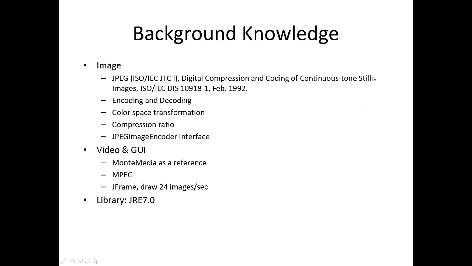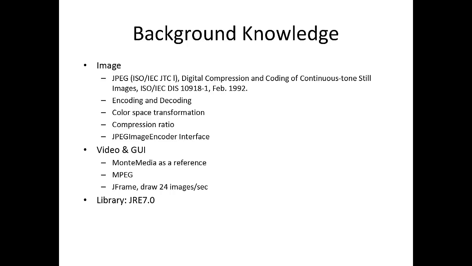The background of our project. First, we looked into the ISO documentation of JPEG. We learned a lot from that, and then we learned the encoding and the decoding, the color space and transformation of JPEG, how to set compression ratio, and also we found a very useful interface, JPEG image encoder, to help us do the things we need for the images.